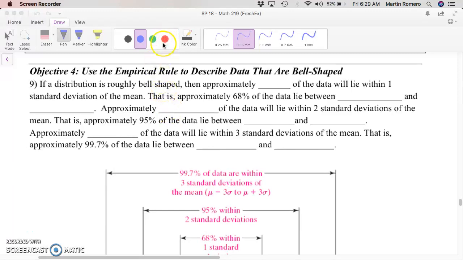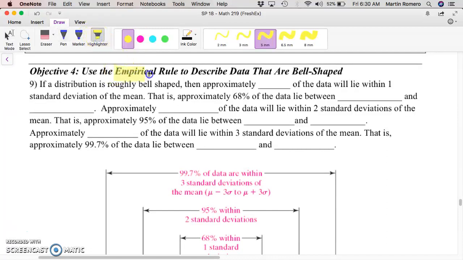We're going to go ahead and finish chapter 3.2 notes with introduction to the empirical rule and then the example at the end on the last page of the notes. The empirical rule sounds important, and it is important. The empirical rule is directly related to standard deviation.